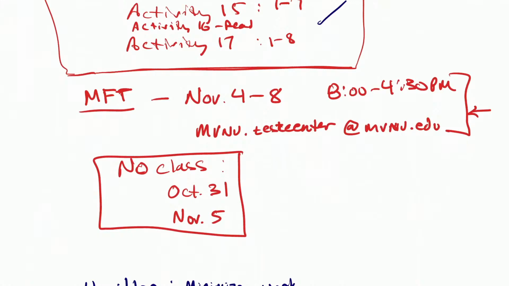So the MFT, we talked about this already. I'd like you to do it the week of November 4th through the 8th. This means, wait. Oh yeah, November 5th, no class. So 4th through the 8th, sometime during that week, I don't care when. You can do it anytime from 8 to 4:30. You pick a time. And if you are having trouble picking a time, you could always pick the time that we meet, because on November 5th, at least, we aren't going to meet.